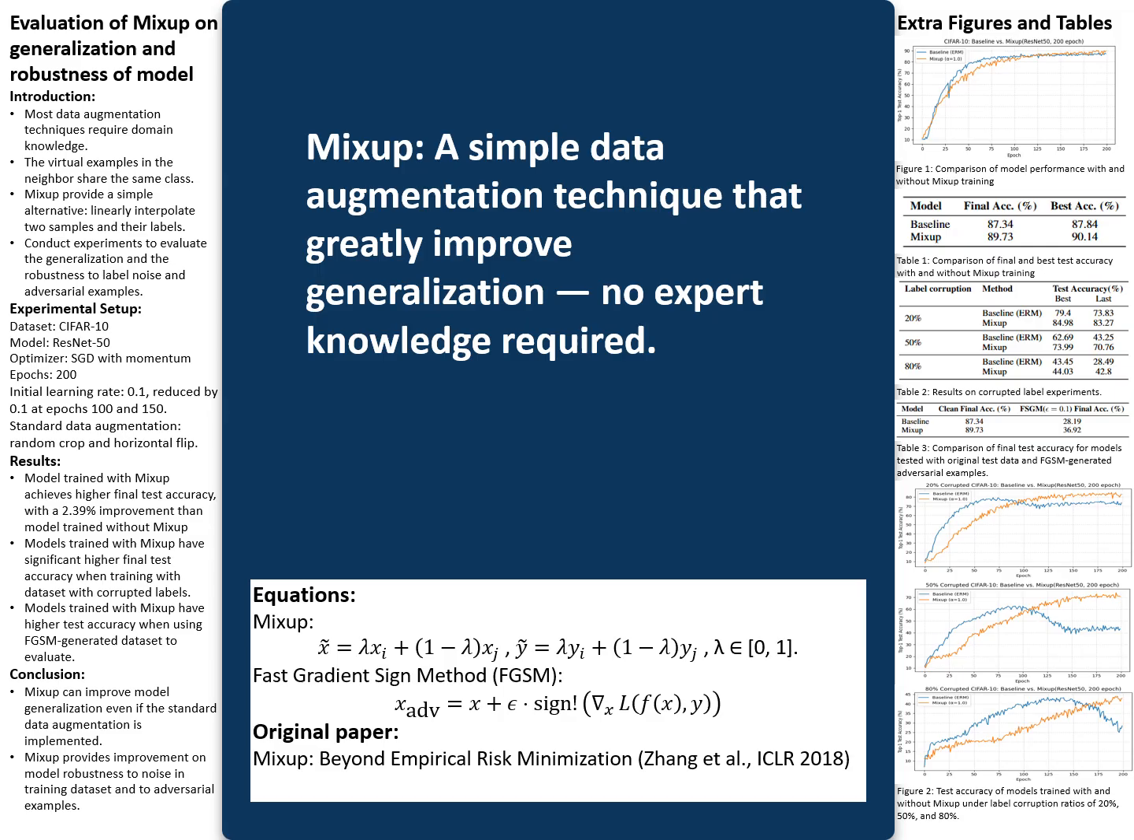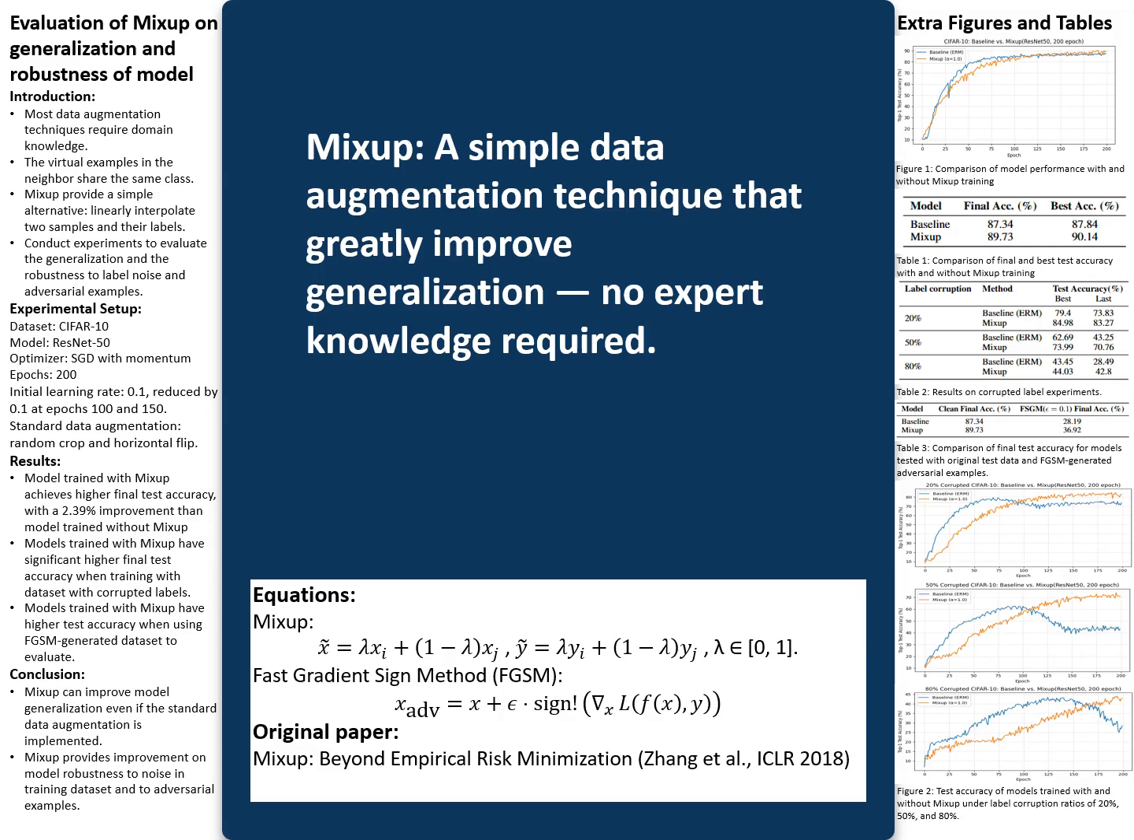The left-hand side of the poster is the result of the experiment. We can see that the model trained with Mixup with no corrupted label in the training dataset achieved a 2.39% higher test accuracy than the model trained without Mixup. We can also see that models trained with Mixup have higher test accuracy in all 3 corrupted label cases. Lastly, we can see that models trained with Mixup have higher test accuracy when evaluating on the adversarial examples.